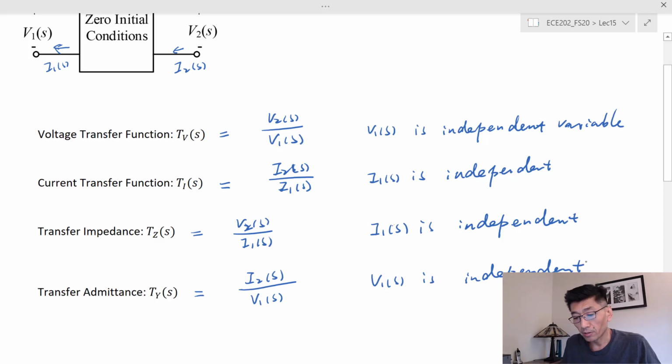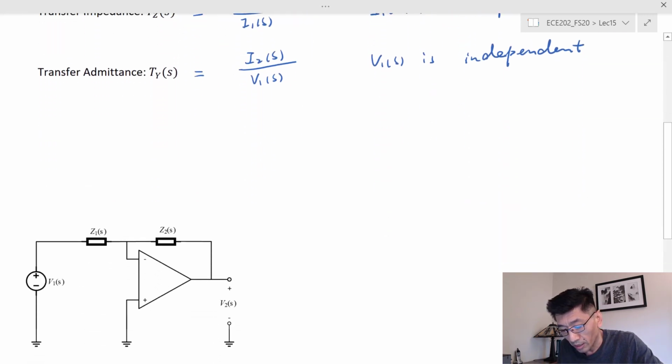Okay, so how do you find these transfer functions, the four different types? Most of the time, you will be able to find them using series and parallel combinations, voltage division, current division, and things like that. And if you have op amps, remember operational amplifiers, you need to recognize whether they're inverting or non-inverting, right?